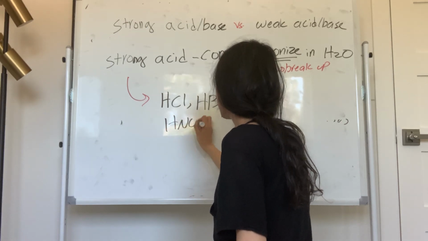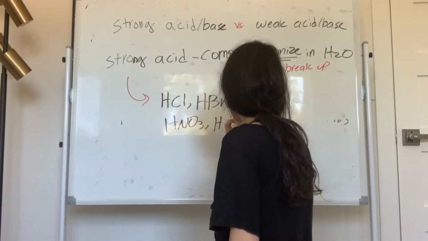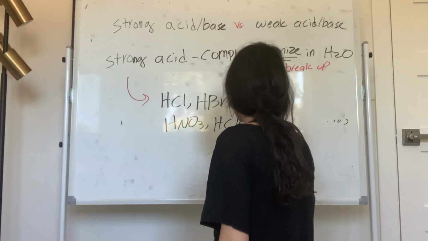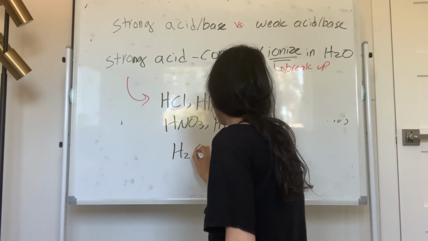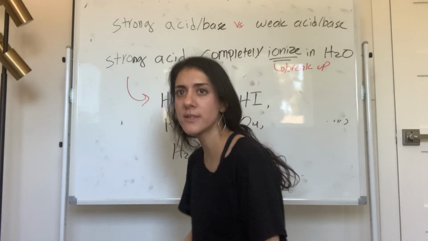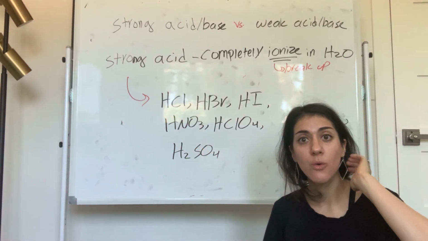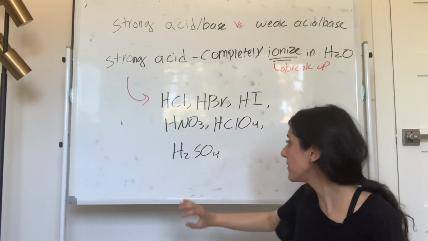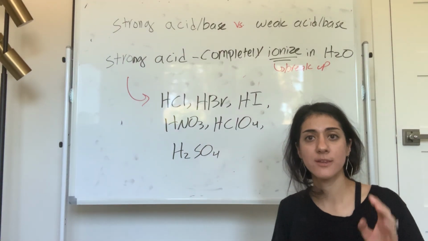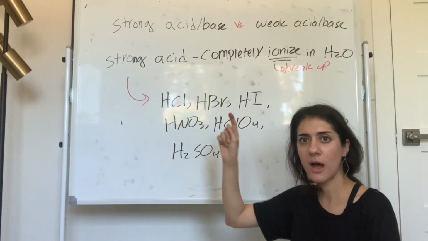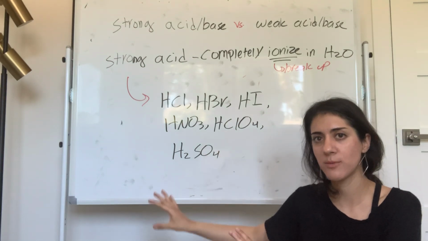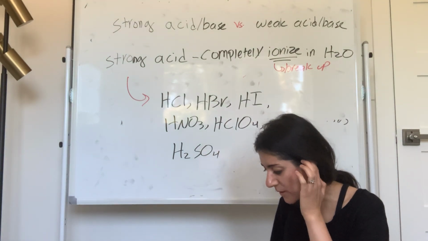Nitric acid, HNO3. HClO4 and H2SO4. These are the strong acids. Everything else is considered weak. If you have one of these, strong acid, everything else is considered weak. So put a circle, highlight it, take a picture of it, know these ones, everything else would be considered weak.